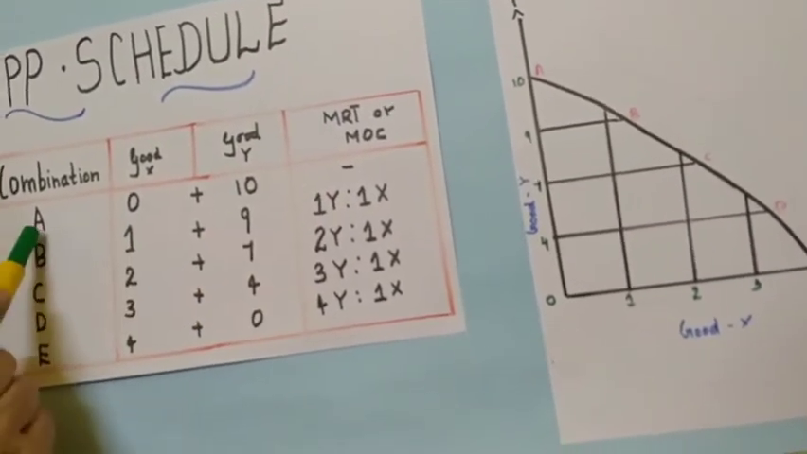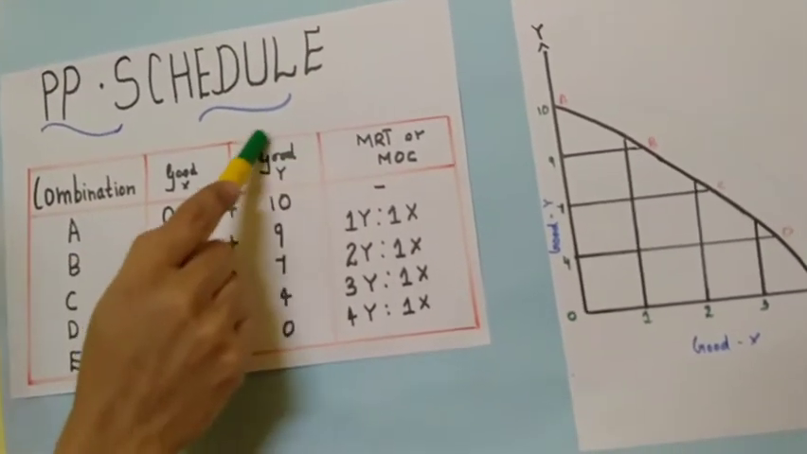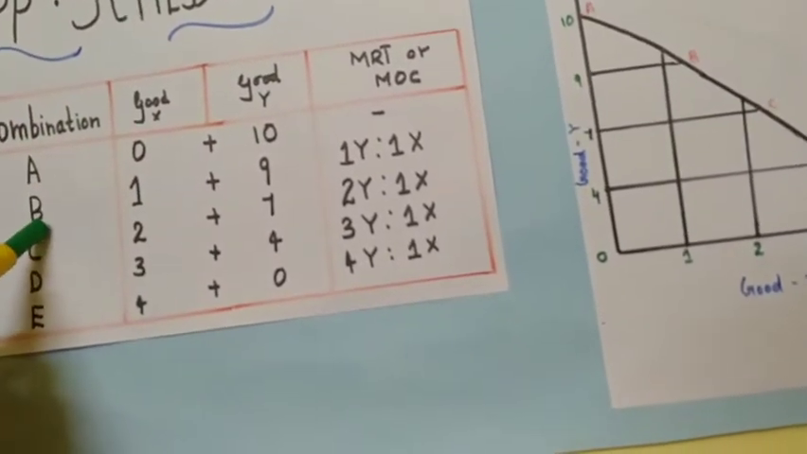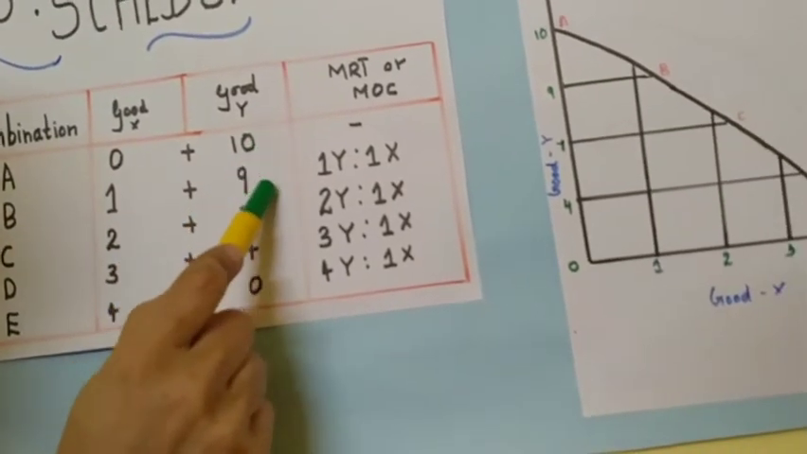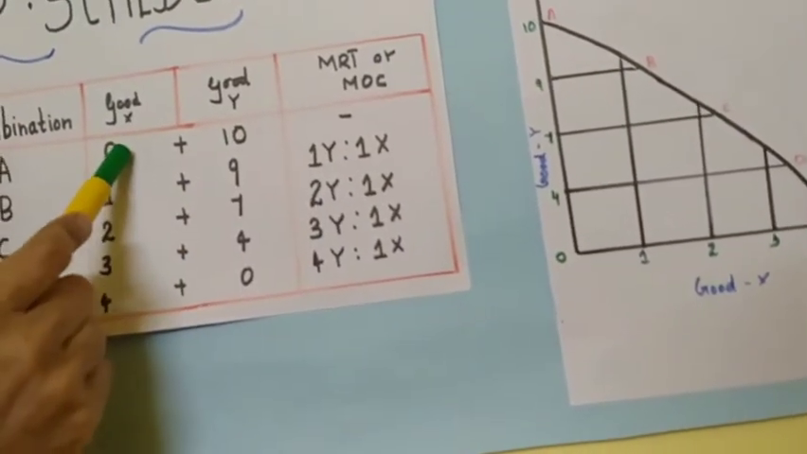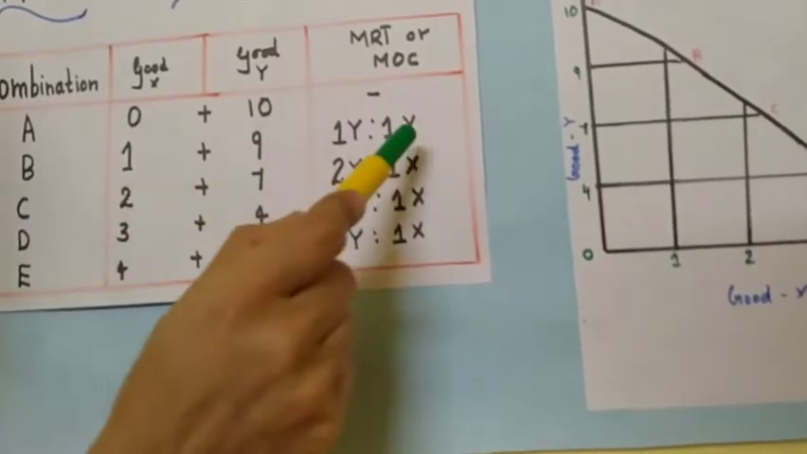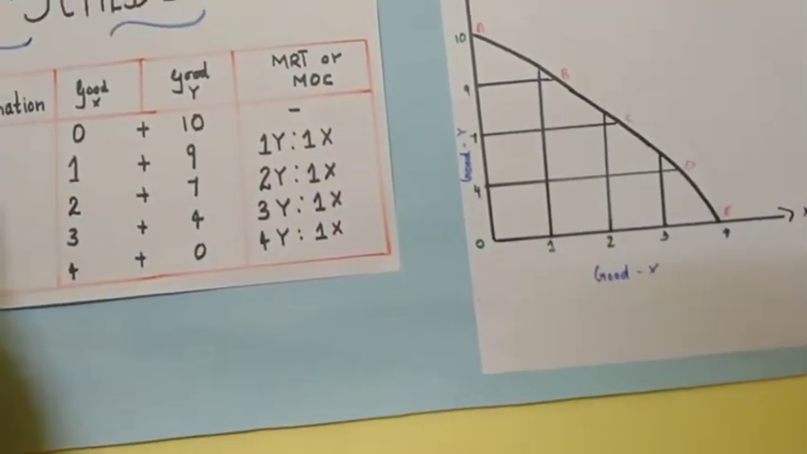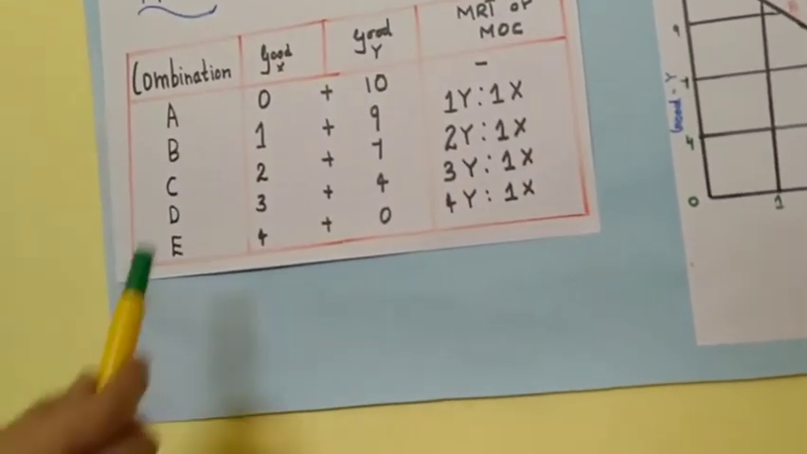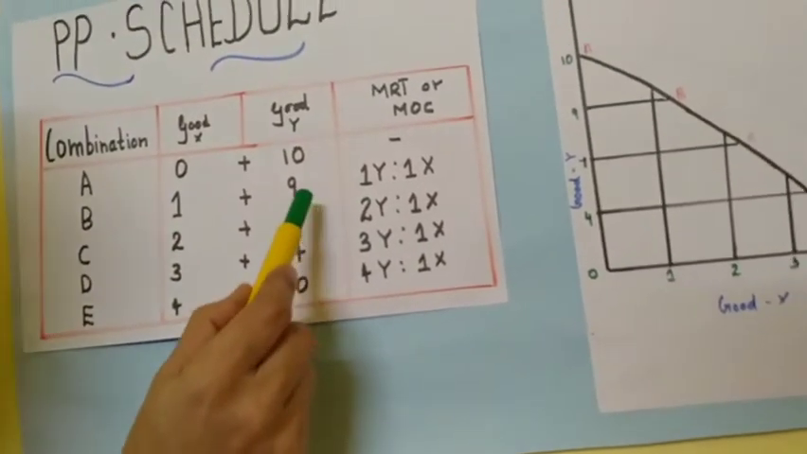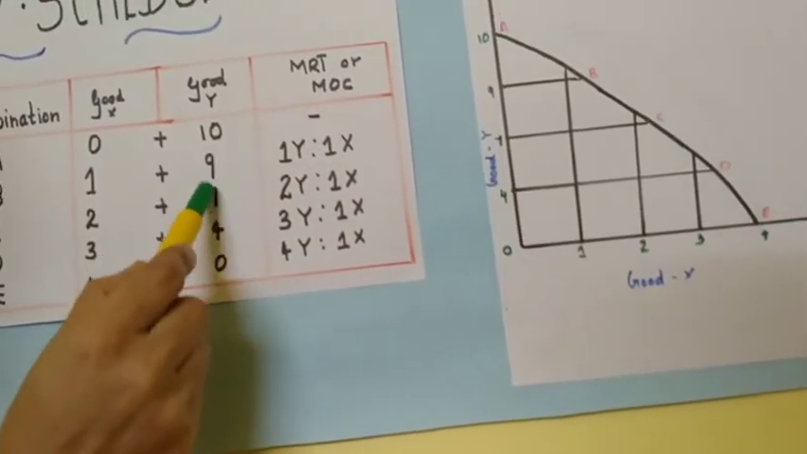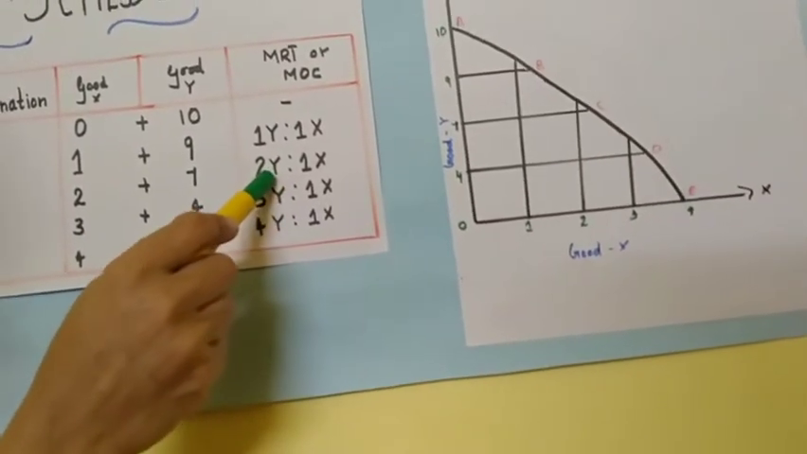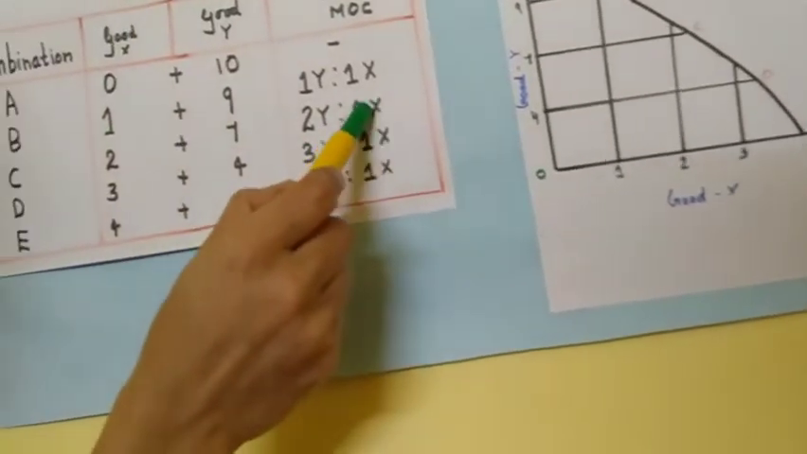See, at combination A, we are not sacrificing anything of Y for X. But at combination B, we can see that we are sacrificing 1 unit of Y for producing 1 more unit of X. 1 Y for 1 X, that is the MRT or MOC. Then combination C, here we are sacrificing 2 units of Y. 9 minus 7, find the difference, that is 2Y, sacrificed for the production of 1 more unit of X.